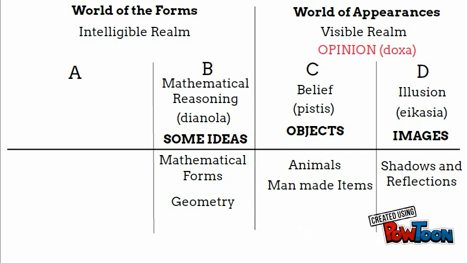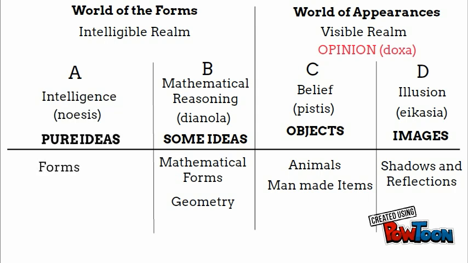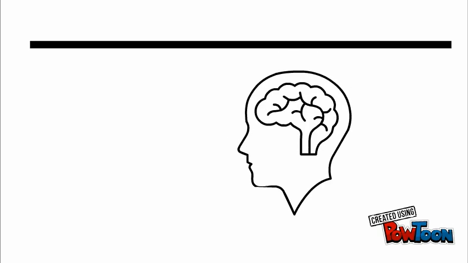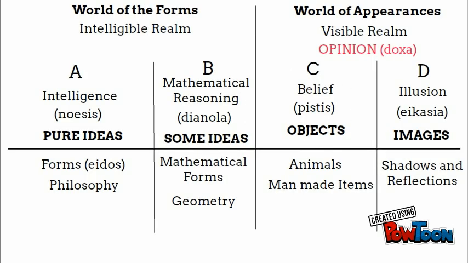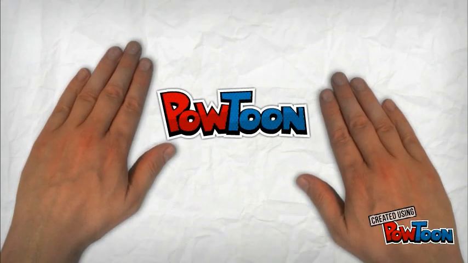Finally, section A is where intelligence is, or noesis. It sounds like a disease, whatever. This is where pure ideas are, so the forms and philosophy, naturally, are placed here. Although Plato is quite vague on how we access the forms, the basic idea is that we can access them in the same way we can access the idea of a perfect straight line, using our minds. So in our diagram, A and B combine to give us knowledge, or episteme. And there you have it, Plato's simile of the divided line. Created using Powtoon.